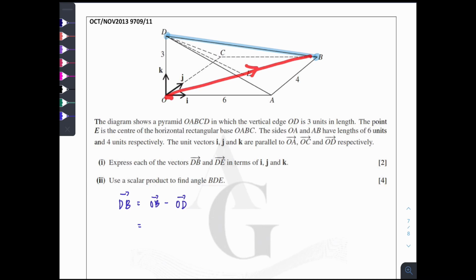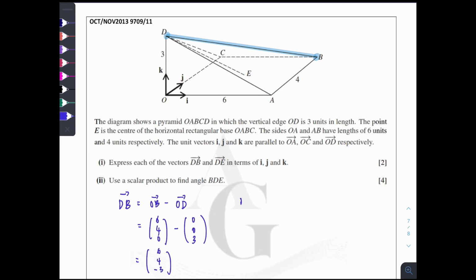which means you just need to move along the I direction for 6 units and the J direction for 4 units to reach from O to B, which is 6, 4, 0, the vector of OB. As for the OD, OD is over here. So you just need to move 3 units along the K direction, which is 0, 0, 3. So this gives you the direction of DB, which is 6, 4, and -3.